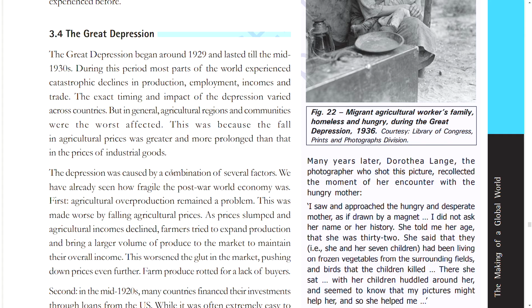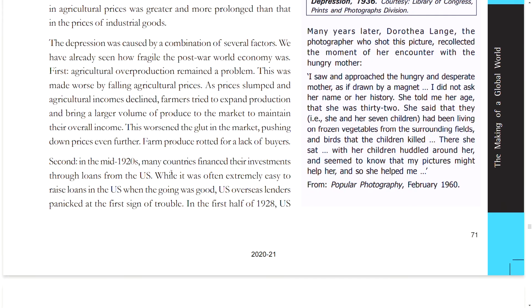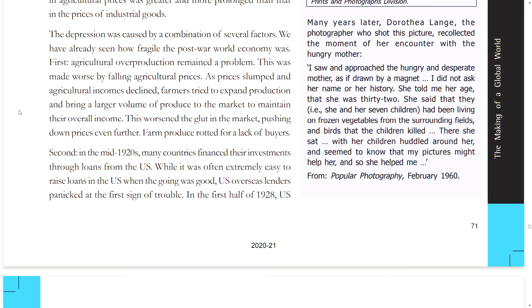We have already seen how fragile the post-war world economy was. First, agricultural overproduction remained a problem. This was made worse by falling agricultural prices. As prices slumped and agricultural incomes declined, farmers tried to expand production and bring a large volume of produce to the market to maintain their overall income. This worsened the glut in the market, pushing down prices even further. Farm produce rotted for a lack of buyers.